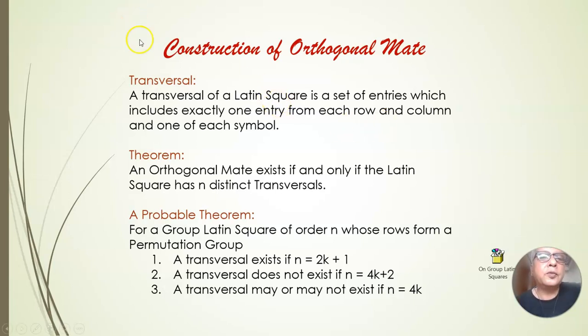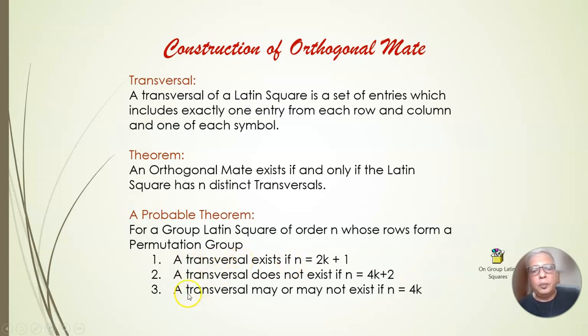You need the concept of transversal. A transversal of a Latin square is a set of entries which includes exactly one entry from each row, column and each symbol. I'll try to demo it. And there is a theorem that an orthogonal mate exists if and only if the Latin square has n distinct transversals. And probably this is true that when n is odd, and you consider a group Latin square of order n using a cyclic permutation, then a transversal exists.